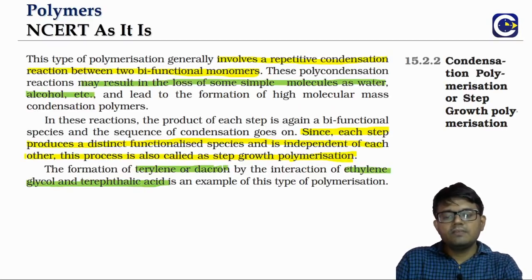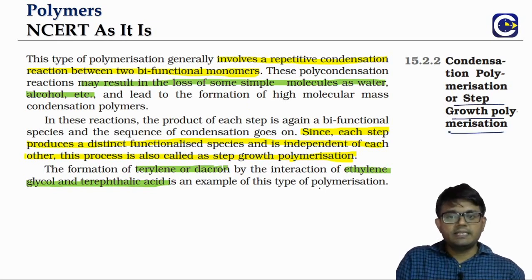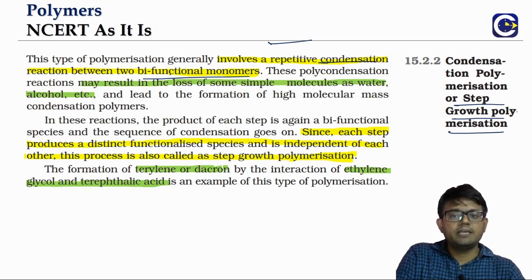Now we will begin with the mechanism of step growth polymerization, condensation polymerization. So what happens in this step growth polymerization? There will be a repetitive condensation of the monomer units. Generally these monomers will be bifunctional. Sometimes we can also have trifunctional monomers, especially when we require cross linking. We will see some examples of that also.